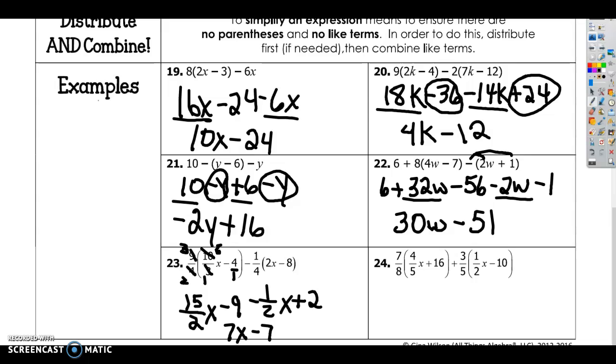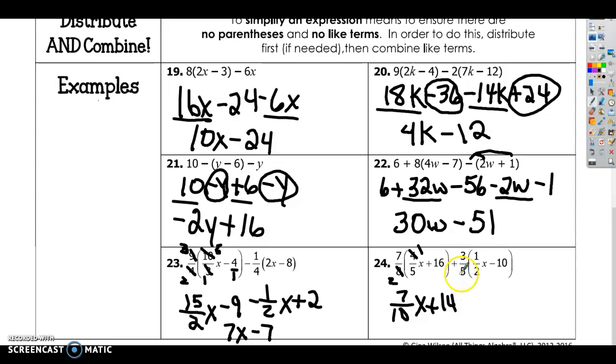All right, last one, number 4. We are going to reduce the 4 and the 8. So 4 goes into 4 one time. 4 goes into 8 2 times. So this becomes 7 over 10x. And then I have to do 7 times 16 divided by 8. You may need a calculator for that. So that should give you 14.